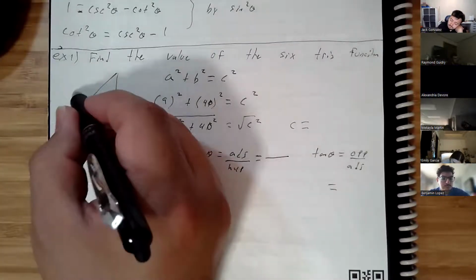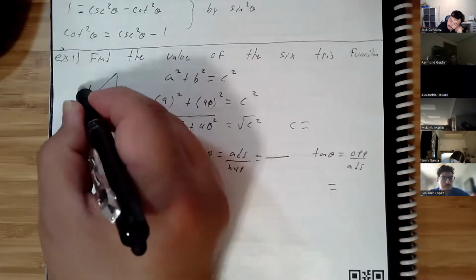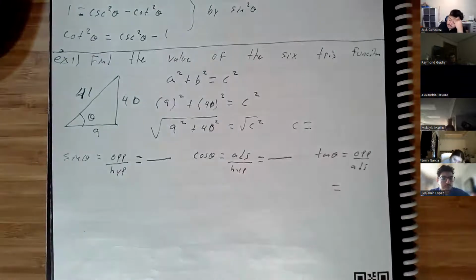It's going to be 41. This part is 41. So it's one of those nice, pretty triangles. It gives you whole numbers. And it's not going to be common, but let's start with one of those.